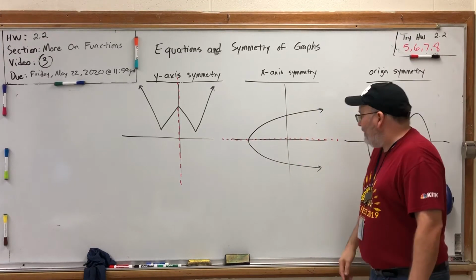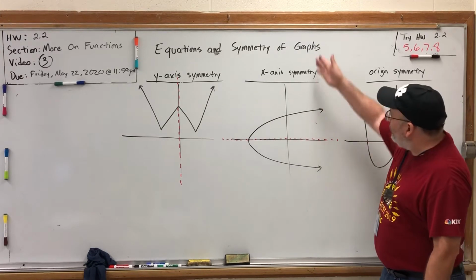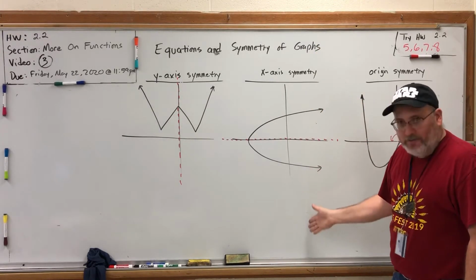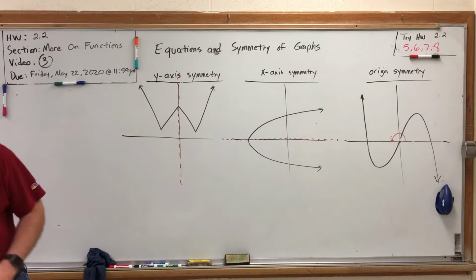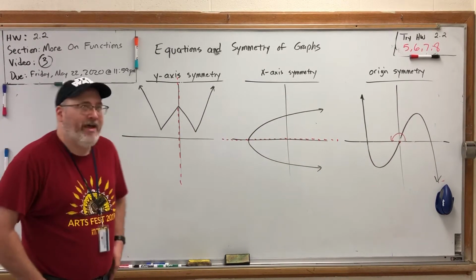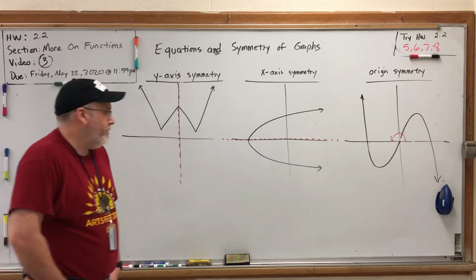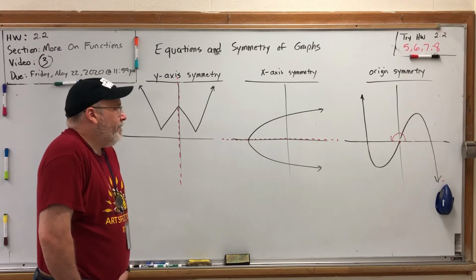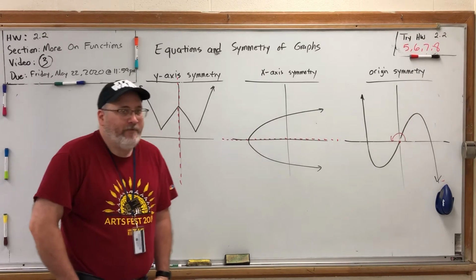Well, if you have x-axis symmetry, then every point on the top has a mirror image on the bottom. So a vertical line that hits the top must also hit the bottom again. In fact, there is only one function that does have x-axis symmetry. I'll dangle some bonus points out there if you're watching. If you can find the one function whose graph does have x-axis symmetry, I'll give you 5 bonus points on your next test.